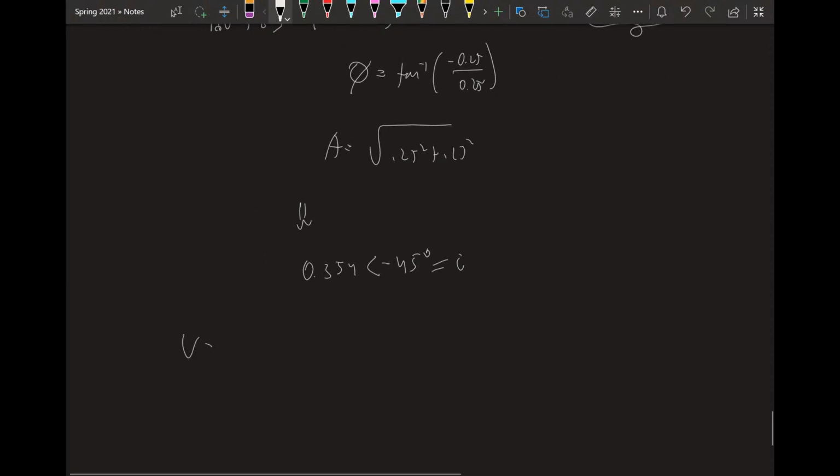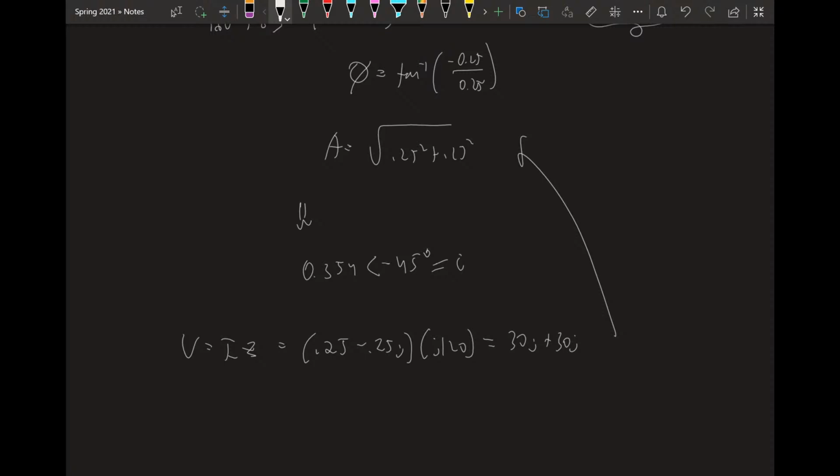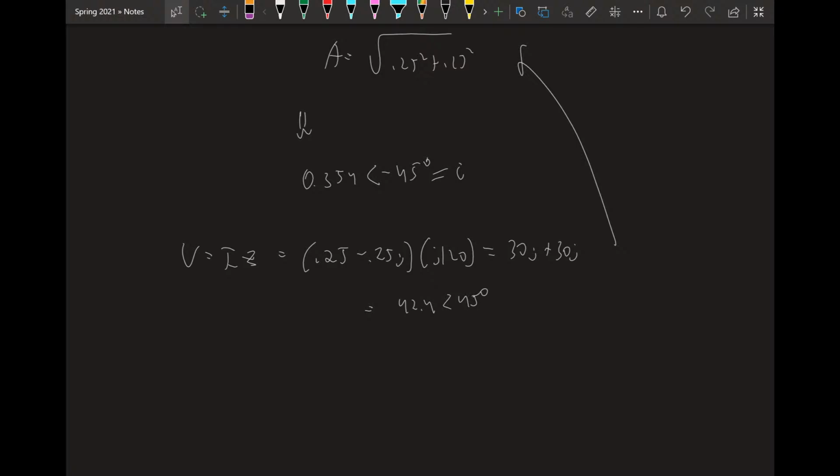So let's solve that. Voltage equals IZ, Ohm's law. Let's go back to complex form. This is 0.25 minus 0.25j. The impedance of the inductor we know is j120. So this is going to equal 30j plus 30, which when we convert using these equations to phasors, we get 42.4 phase 45 degrees. Now we can convert to cosine. So this is 42.4 cosine of Wt, where W is 2000 in the circuit. This is 2000t plus 45 degrees. And that would be our answer.